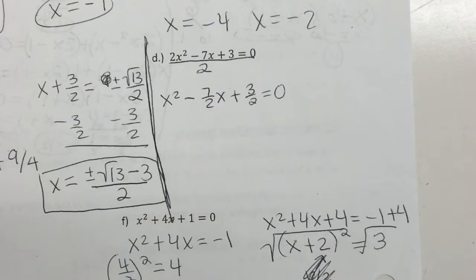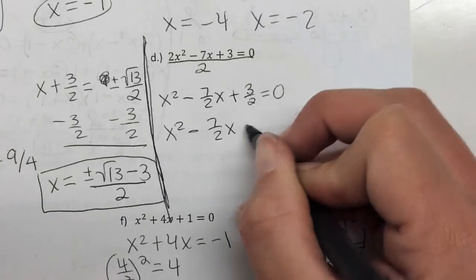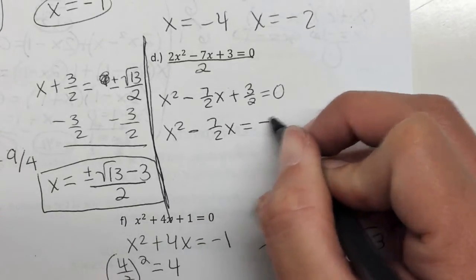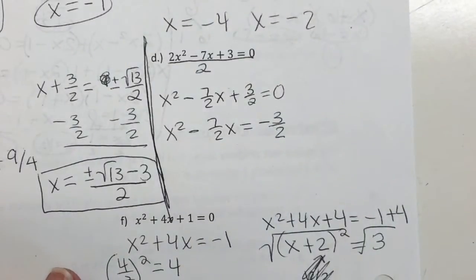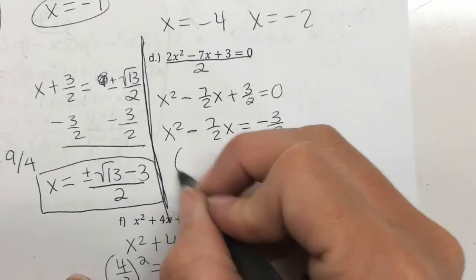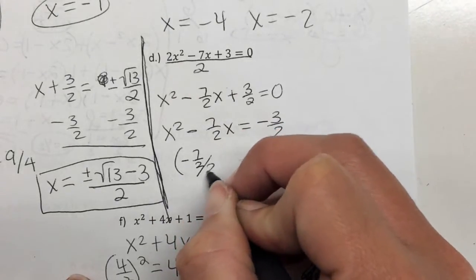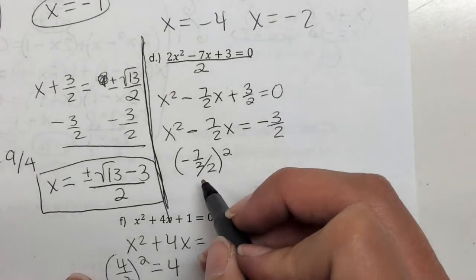Alright, from here, now we just work it like the rest of them. We'll need to do what first? B over 2 squared. Good. Move the 3 over 2 to the other side. And that's going to give us what over here? Sweet. Now we can do b over 2 squared. Negative 7 over 2 divided by 2, because that's our b, correct?